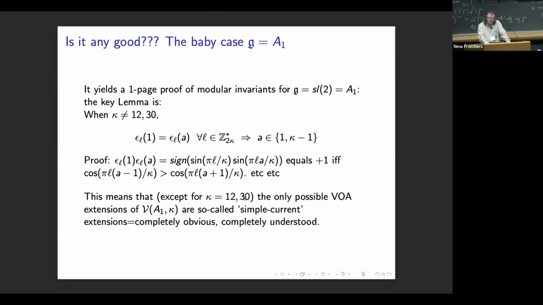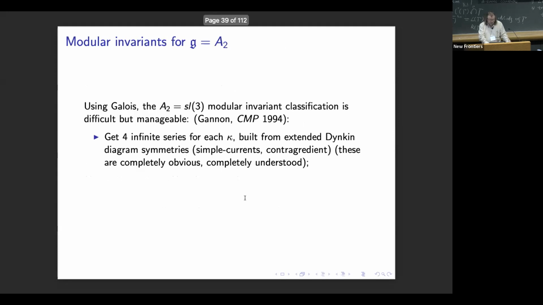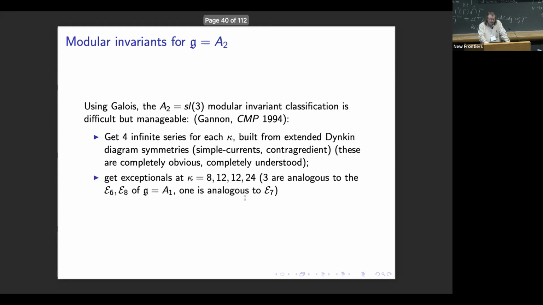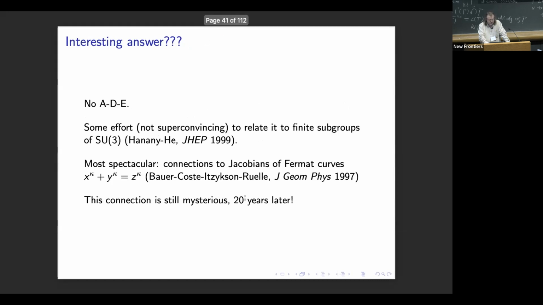And so you can redo the A1 classification. The A1 classification of Capelli-Itzykson-Zuber took 30-some pages, and you can redo it in a page or two. The key lemma is just this Galois thing. Once you have that, that explains all the possible extensions, and you're basically done. Okay, and so you can use Galois to do the A2 classification, and you get some series, you get some exceptionals, and whatever. So there's no ADE here.